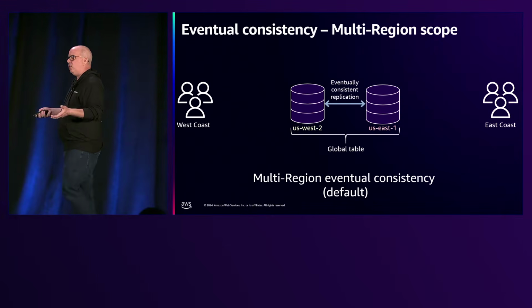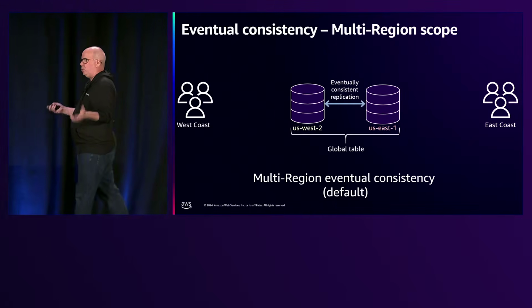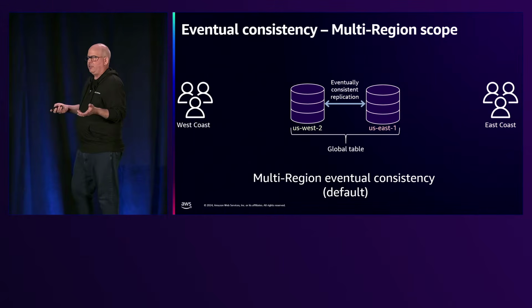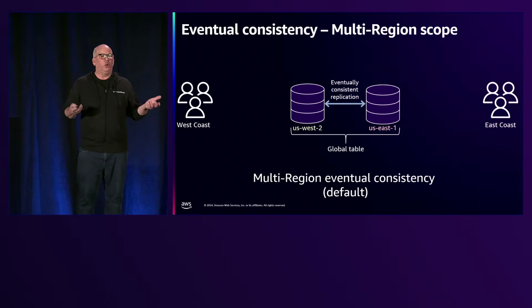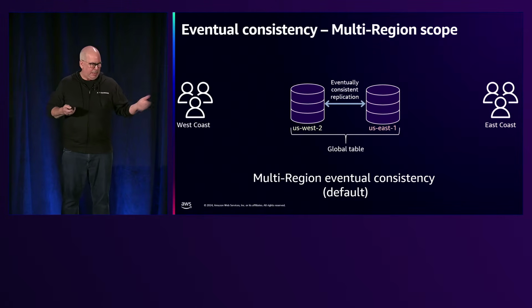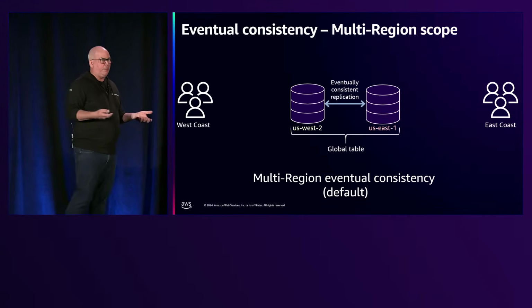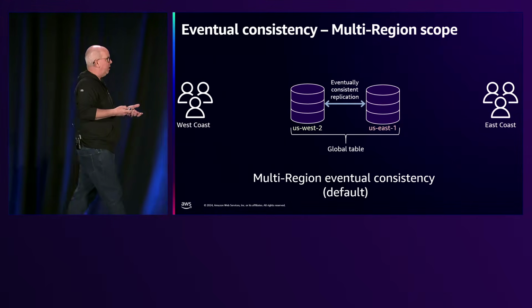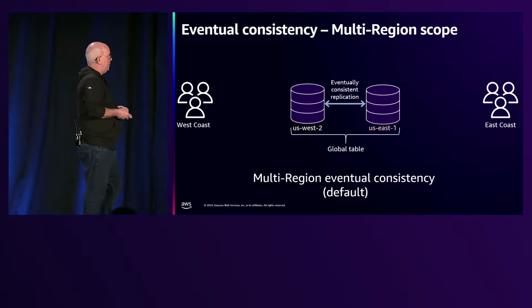So then what does that look like when we move from a single region to a multi-region scope? In our example here, I now have a global table. And that global table has replicas in the US West 2 and the US East 1 regions. And the replication between them is the default replication that we have today for global tables, which means it's eventually consistent.